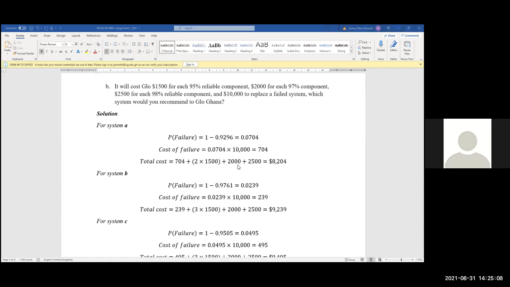For the total cost too, I don't understand why you should add the 2,000, the 2,500, and this one too. So please, if you can explain it to me. We are given here that it will cost 1,500 for each 95% reliable component, the same as 0.95, right? 2,000 for each 97% component, and 2,500 for each 98% reliable component. That's where we are getting those values from.